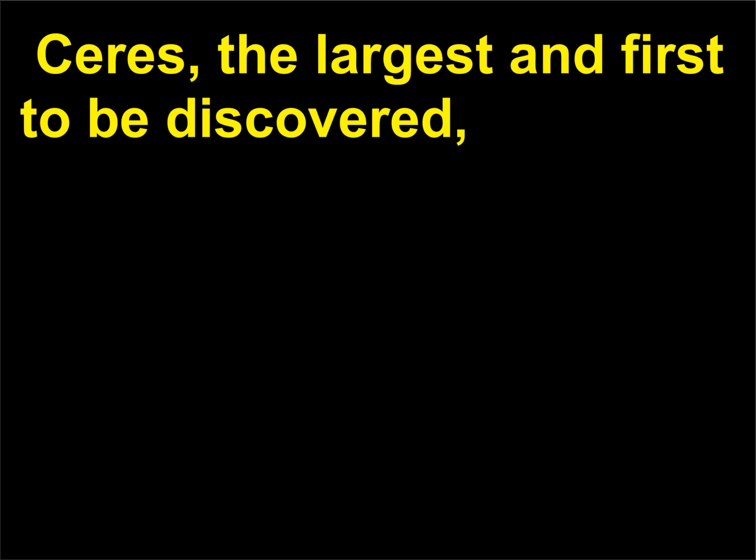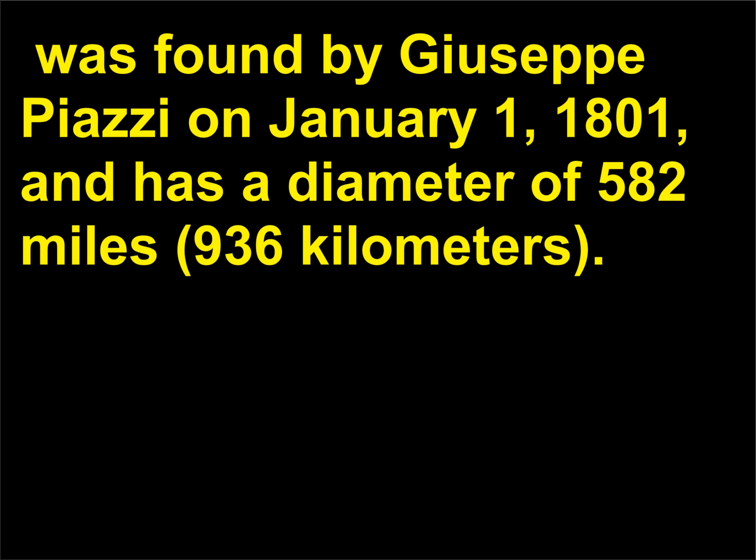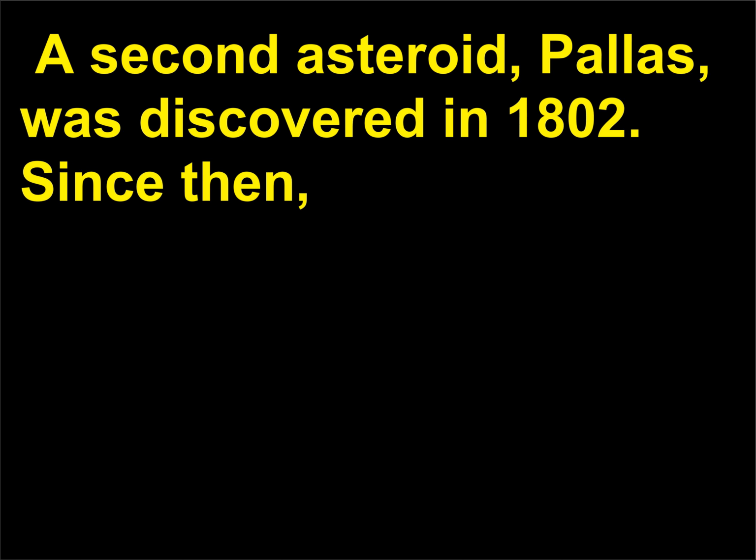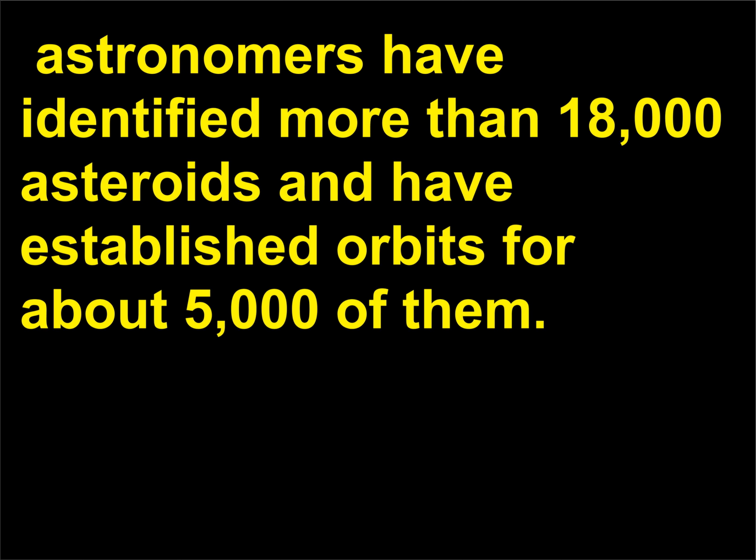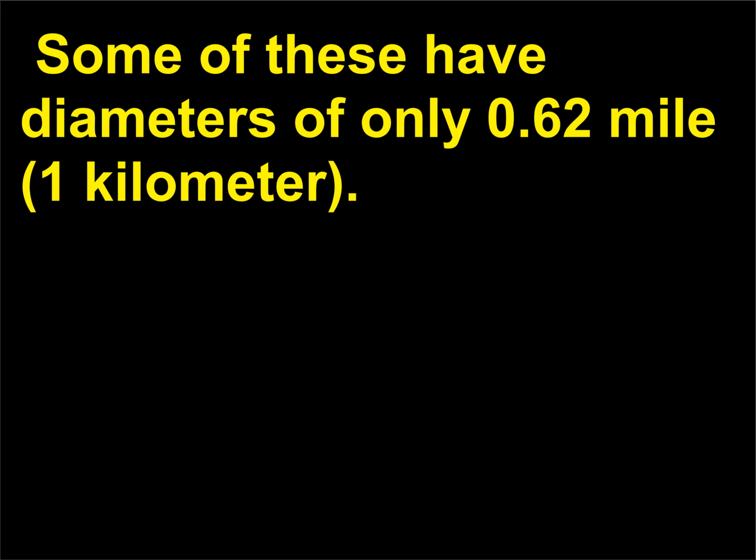Ceres, the largest and first to be discovered, was found by Giuseppe Piazzi on January 1, 1801, and has a diameter of 582 miles, 936 kilometers. A second asteroid, Pallas, was discovered in 1802. Since then, astronomers have identified more than 18,000 asteroids and have established orbits for about 5,000 of them. Some of these have diameters of only 0.62 mile, 1 kilometer.